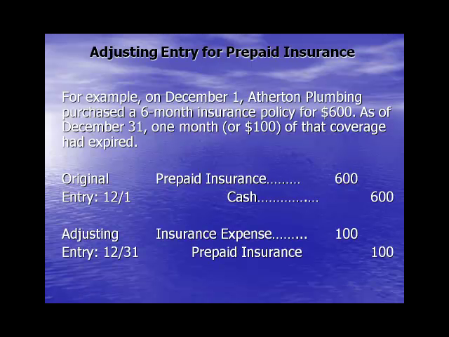The adjusting entry that needs to be made in order to recognize that $100 of coverage that had expired is to debit insurance expense and to credit prepaid insurance. Insurance expense is an expense account going to affect net income, and prepaid insurance, of course, is that asset account that we set up on December 1st, and we have just reduced it by $100. So now the balance in there would be $500, which would be the next 5 months worth of insurance coverage.